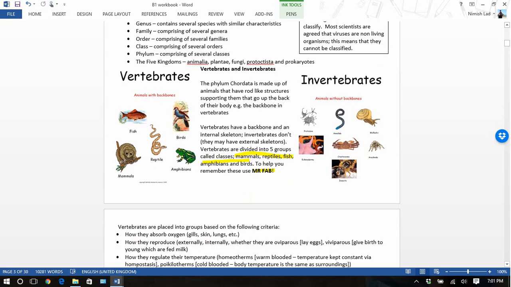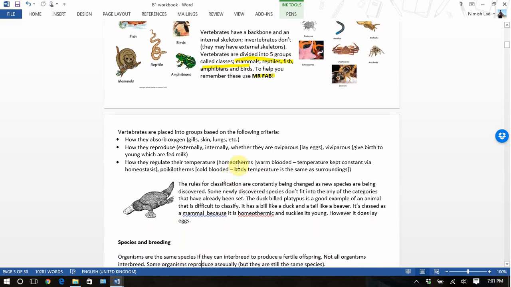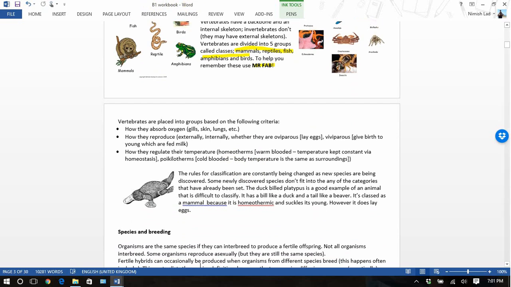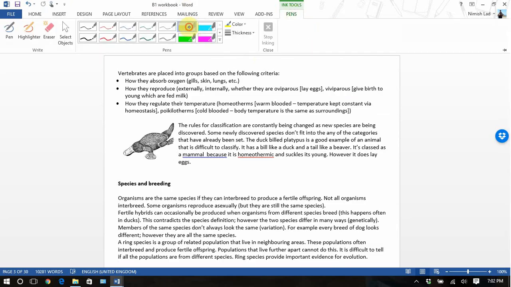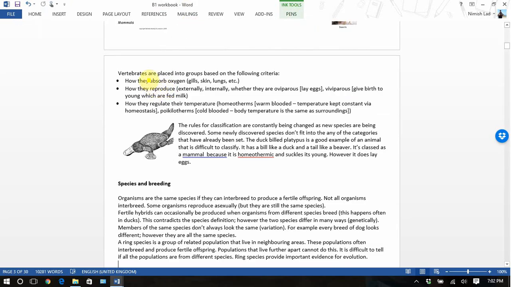Vertebrates are placed in groups based on the following criteria. Mammals can do certain things, reptiles can do certain things, fish can do certain things, amphibians can do certain things, and birds can do certain things. To give you an idea of these, I'm trying to find the mouse. There it is. They're based on how they absorb oxygen.